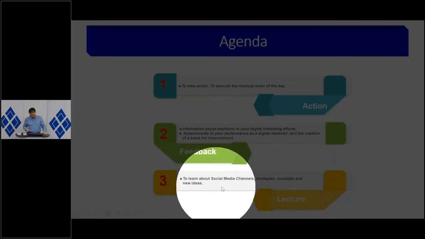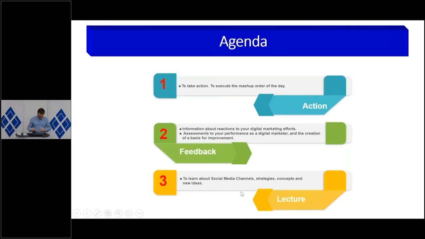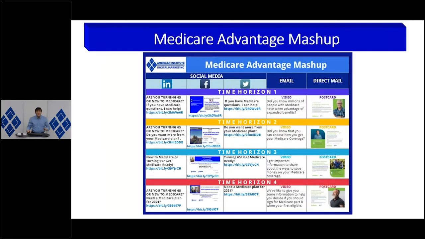And then we have lecture, and in the lecture section, we basically learn about different aspects of digital marketing. So we touch on different concepts in this session, and then we guide you to all the different courses and the platforms that we have to help you continue developing your education on digital marketing. So that's the agenda. This is the mashup. So let's look a little bit at this Medicare Advantage mashup. This is our Medicare Advantage mashup. And what you see there, this is a loaded document. You see a lot of information there. And this is, again, a working document. This document that you see here is full of links and messages and images and videos that you are going to be using in the implementation or the execution of the mashup.